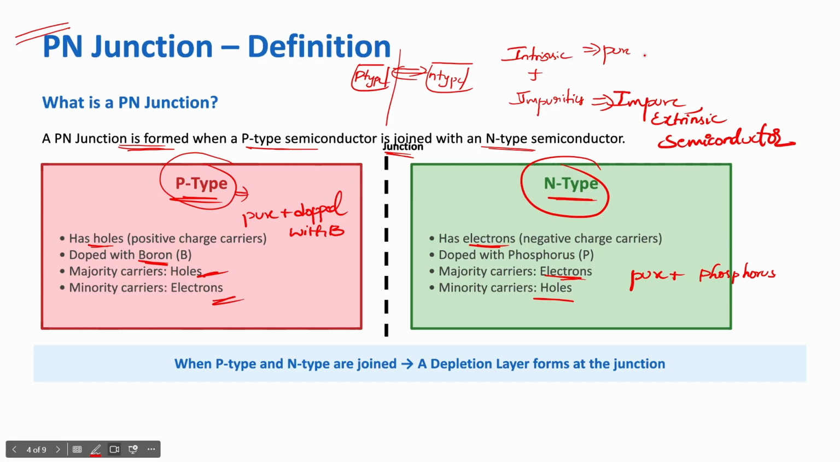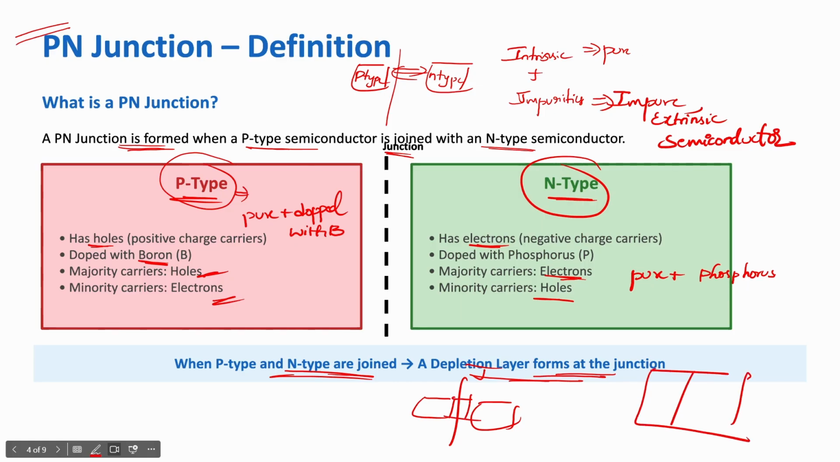So when p-type and n-type material are joined, a depletion layer forms at the junction. In between there is a junction. When they are combined, a depletion region is formed in between these two. There is a p-type and n-type, and a depletion layer is formed in between these two materials.